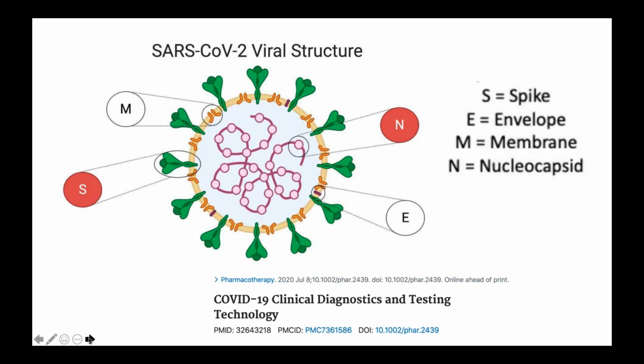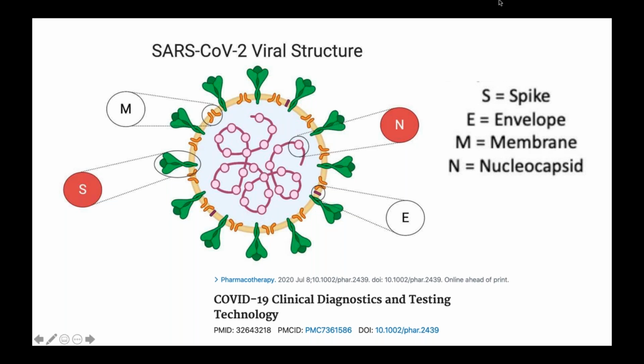You'll see on the right, there's a key for the designation. There's the spike protein, which is the green structure. That's the structure that the virus uses to attach to human cells. We'll get into that in a bit more detail. But basically, these key structures are the spike protein, envelope, membrane, and nucleocapsid.